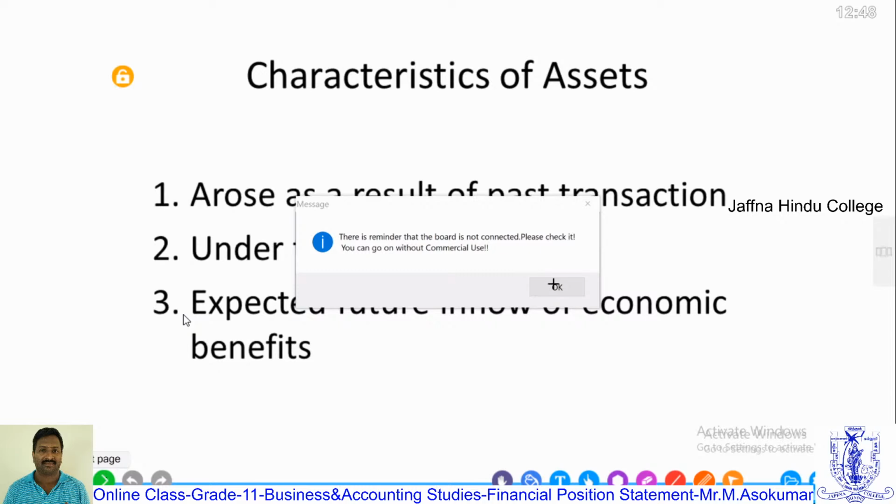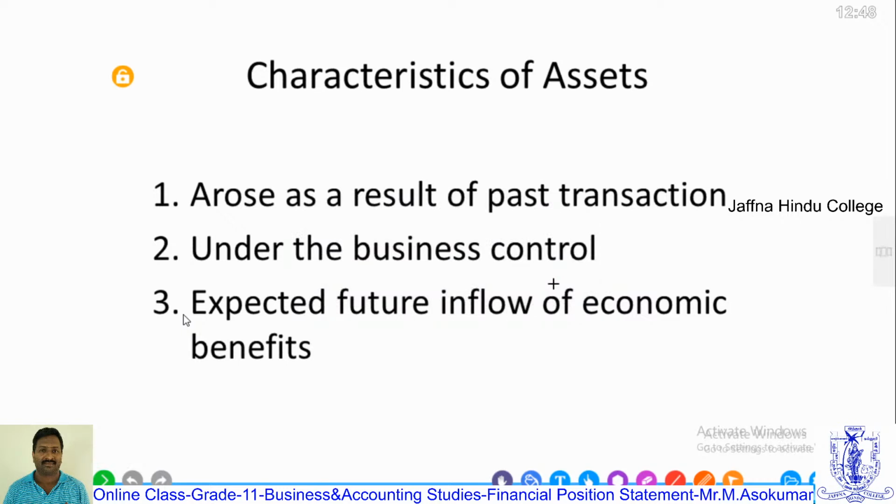Next, the characteristics of assets. The definition combines three characteristics. First, assets arose as a result of past transactions, which we have discussed in the definition. These are assets under the business control that were created by conducting a transaction, for example, the owner introducing capital, or the purchase of furniture, machinery, or anything.